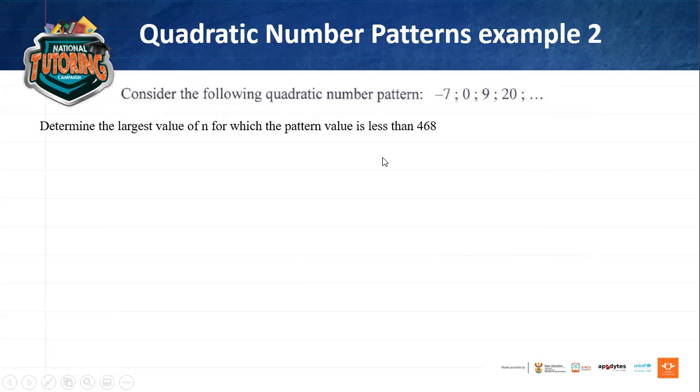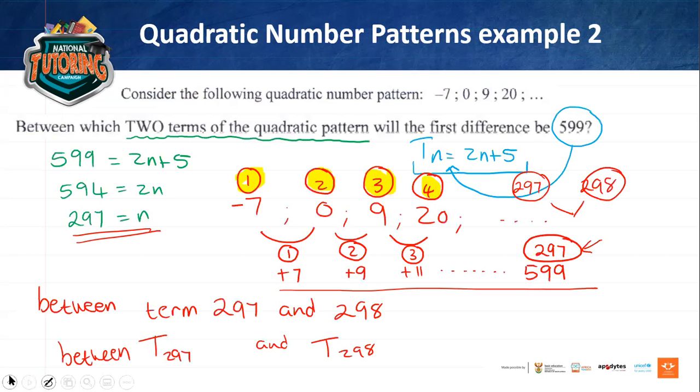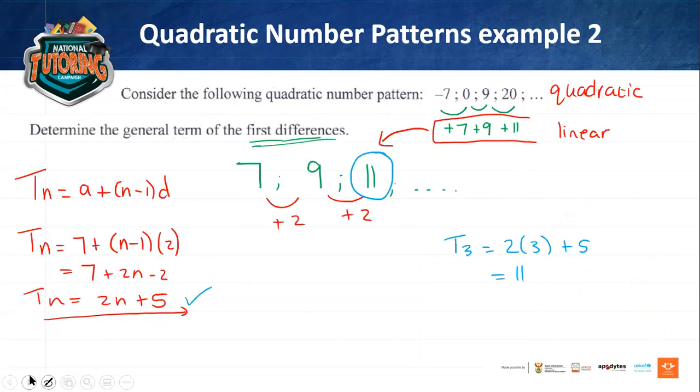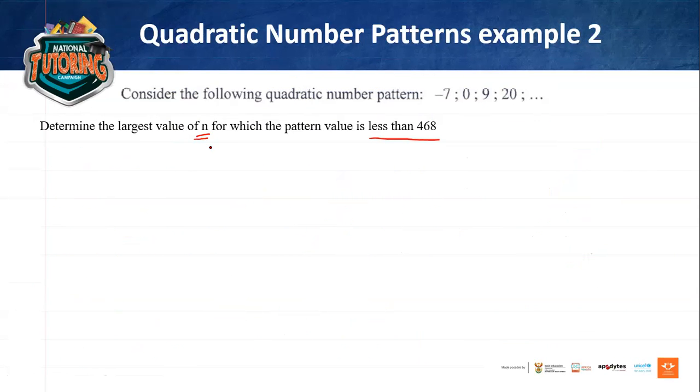Another application question, which is more of the complex side of things, but we're going to go through it. Determine the largest value of n for which the pattern value is less than 468. So we've worked out how to calculate the n value of a pattern, which is what we did here, which term is equal to 128. But now we're asking, determine the largest value of n for which the pattern value is less than. So we're no longer dealing with an equation, but rather we are dealing with an inequality.